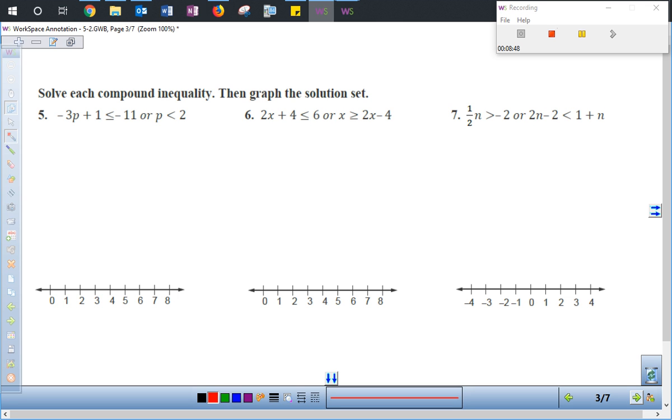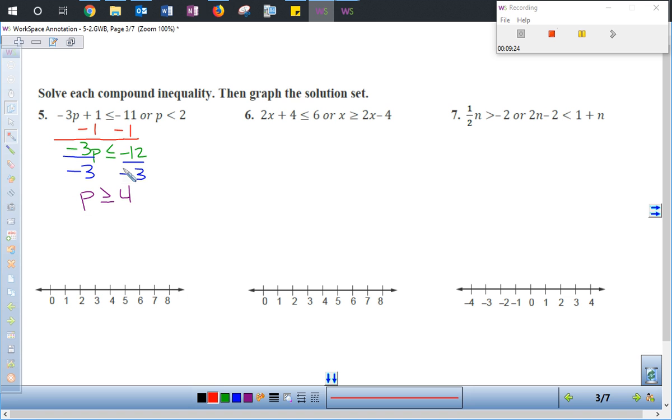Alright, on number 5 it says solve each compound inequality, then graph the solution set. So I have -3p plus 1 is less than or equal to -11. So I want to solve by subtracting 1 from each side. And we're left with -3p is less than or equal to -12. I can divide each side by -3. And p is greater than or equal to, because I divided by a negative number, +4.